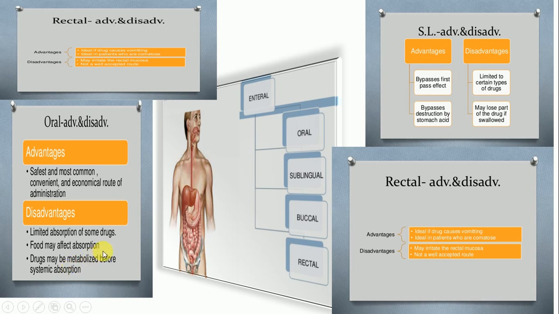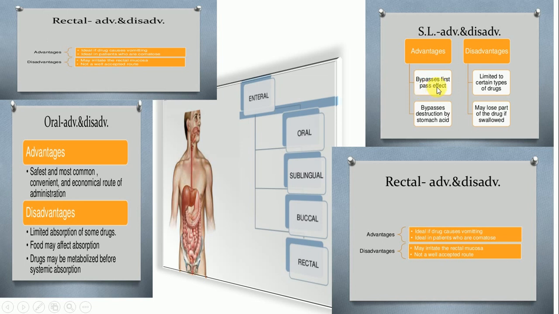Okay, guys. So on how to solve this problem of the oral route of drug administration due to the disadvantages, we use another route that is called the sublingual route. Why do we use this one? Let's look at the advantages of the sublingual route. One of the advantages is that it bypasses the first pass effect.